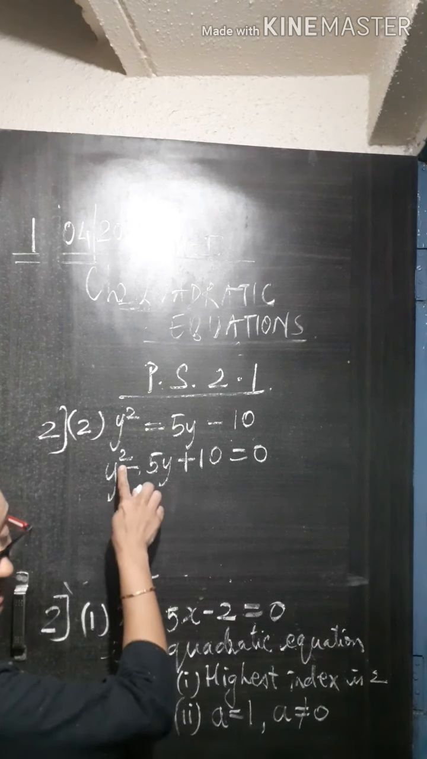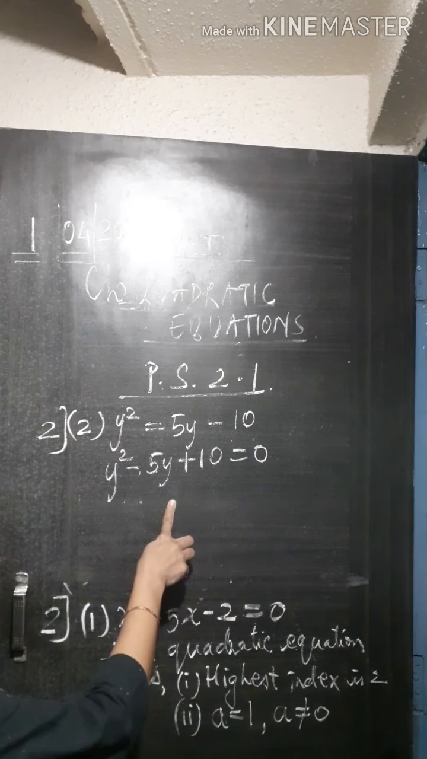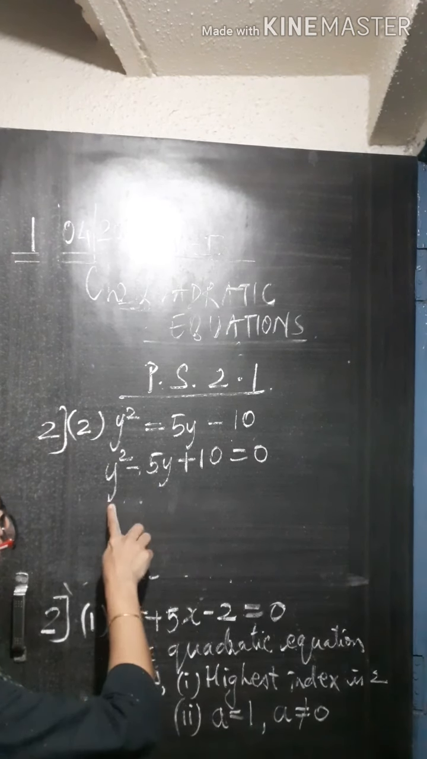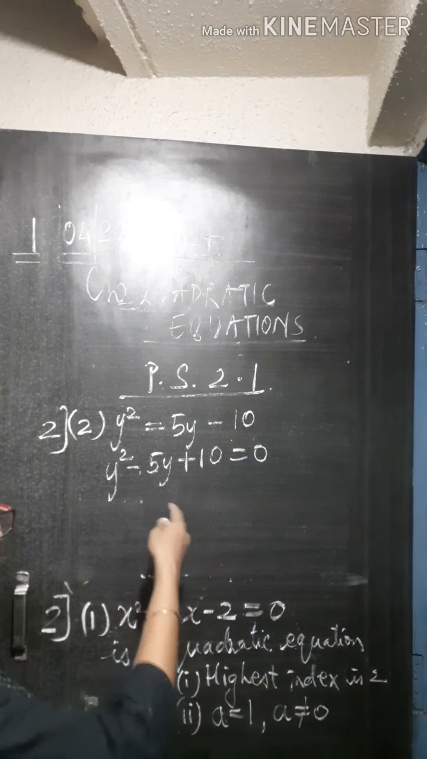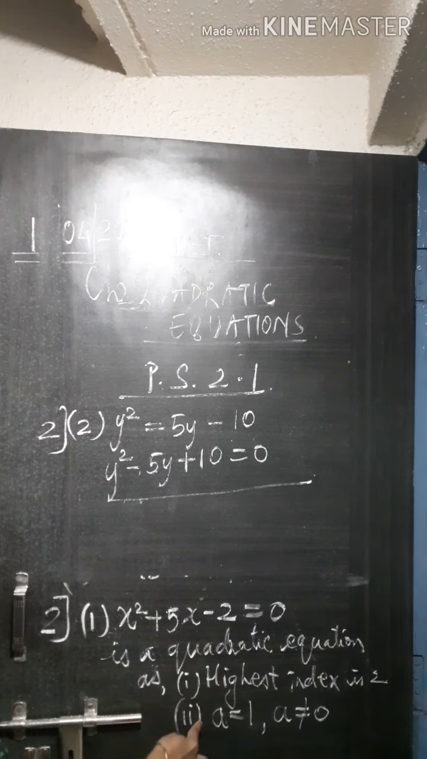That is the highest index of this particular variable y. What is the variable here? y is the only variable, the maximum index is 2, and a is not equal to 0. So again it is a quadratic equation. So you are going to write this down, completing it with the same points, right?